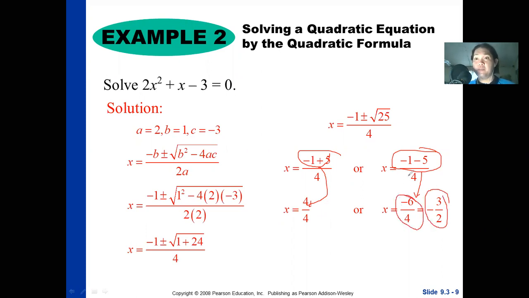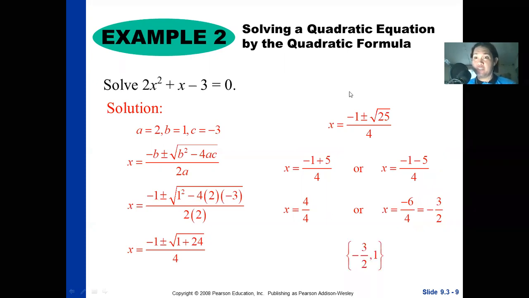Simplify. Both of them are divisible by 2, so negative 6 divided by 2 is negative 3, and 4 divided by 2 is 2, so the answer is negative 3 over 2. And for this, of course, 4 divided by 4 is equal to 1. So now let's proceed. That gives us the solution of the quadratic equation. The solutions of the quadratic equation 2x squared plus x minus 3 is equal to 0 are negative 3 over 2 and 1. So these are the two roots of the quadratic equation.